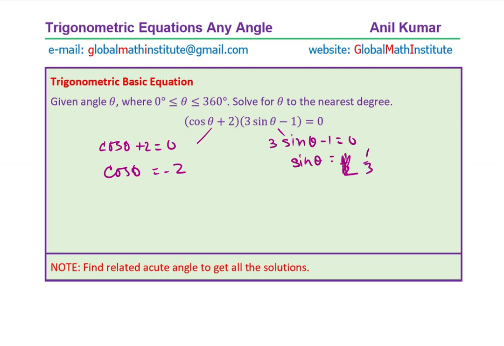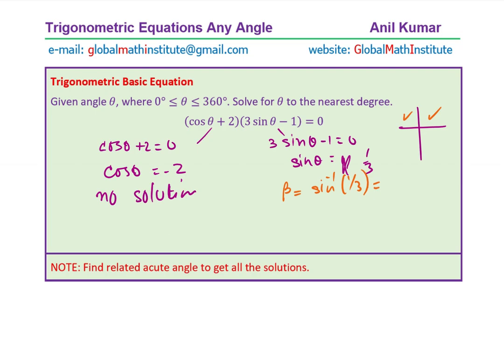Great. So, well, that cos theta, can it be minus 2? Never, right? So this is no solution, correct? But the other factor does have a solution. We're looking for a positive value, and these positive values will be in quadrant 1 and 2. So 1 over 3, let's use the calculator to find the related acute angle for sine inverse of 1 over 3, correct? So we have shift sine inverse 1 divided by 3. And what do we get?